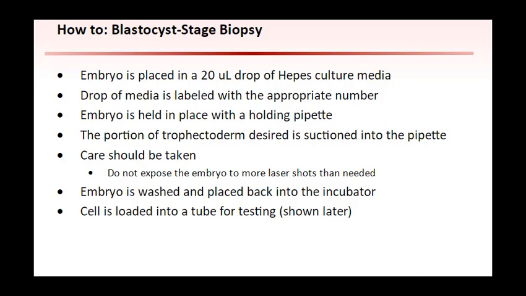Blastocyst-stage biopsy consists of multiple steps. First, the embryo is placed in small drops of Heap's culture media, overlaid with oil. Calcium and magnesium-free medium is not needed for this procedure. The drop containing the embryo is labeled with the appropriate number. A holding pipette is used to hold the embryo in the correct position. A piece of the trophectoderm is suctioned into the biopsy pipette and essentially cut using a laser. The piece of trophectoderm is then loaded into a tube for testing.